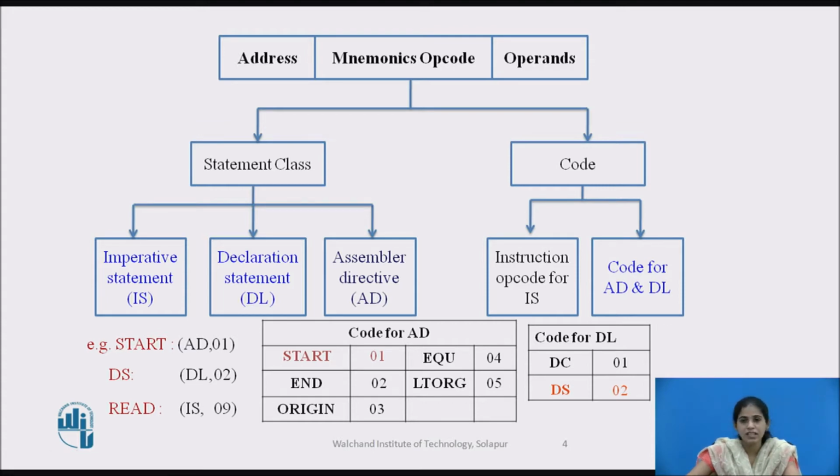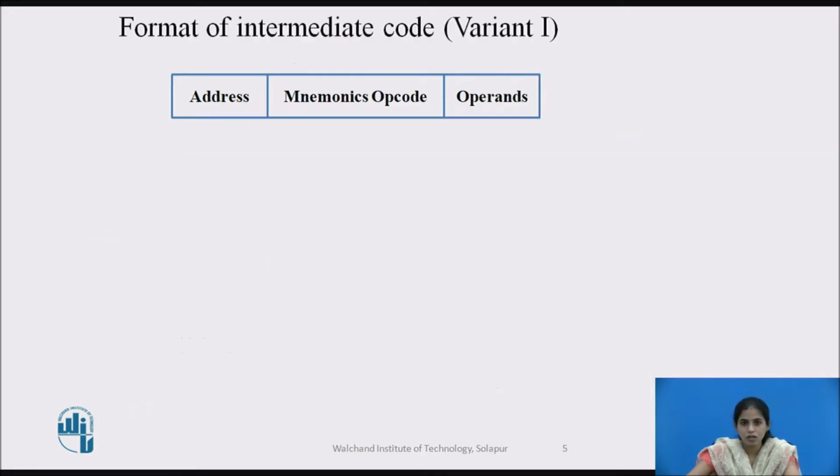Now next we see the operands. These differ in variant 1 and variant 2. So we see the format of the intermediate code in variant 1. The syntax is what? Address, mnemonics opcode, and operand. Here it differs in the operand field.